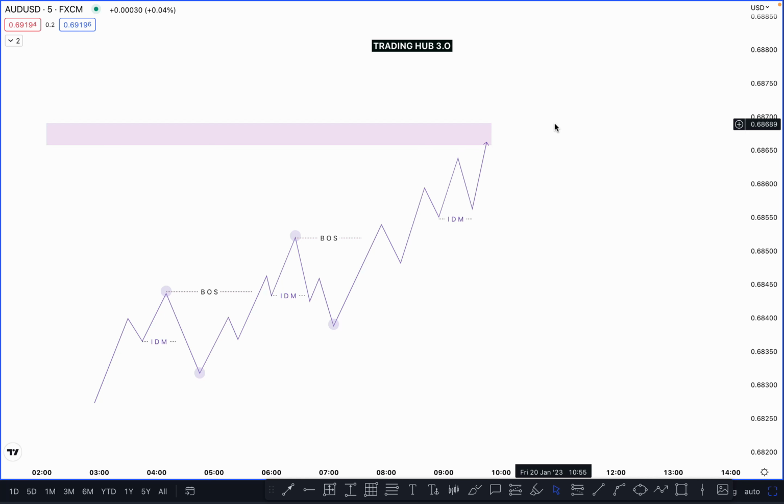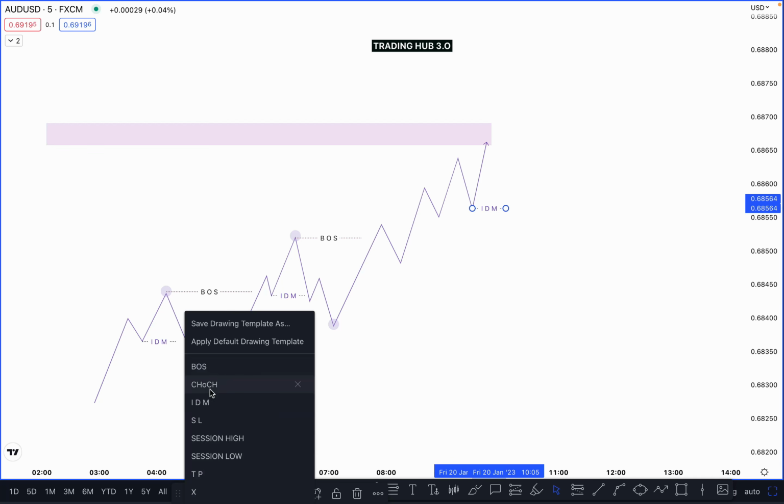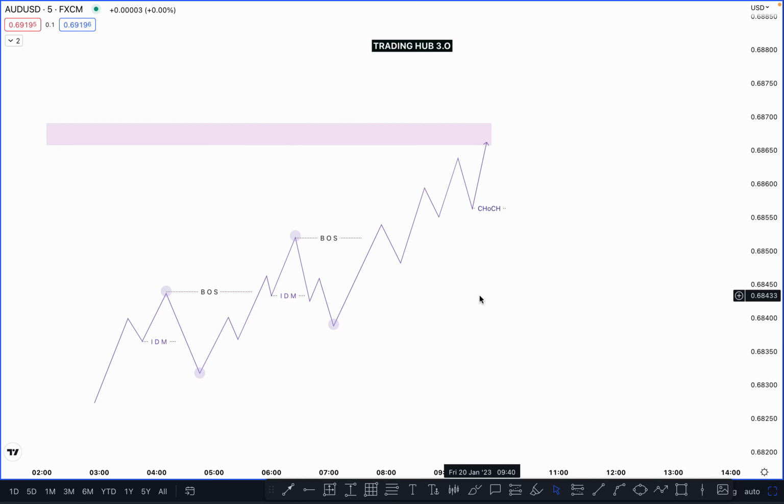Where is inducement and where is CHoCH? In this case, this low is our inducement technically, right? But when price taps on your supply zone, this inducement converts into change of character, and this low is known as a change of character, because this is our first indication that if the market breaks this low, we are looking for the sell, and this is our first indication for the reversal.